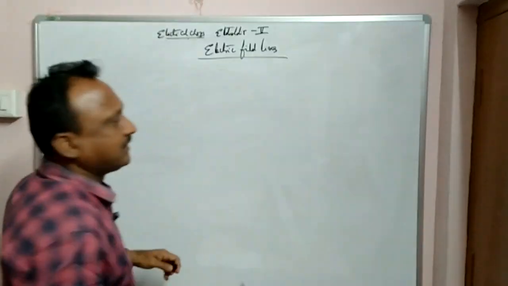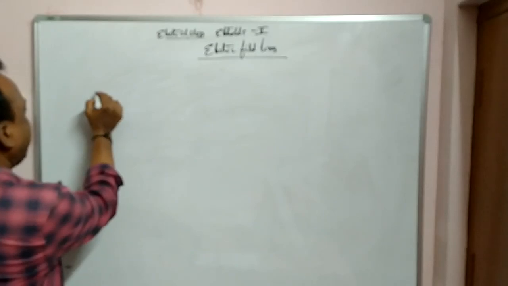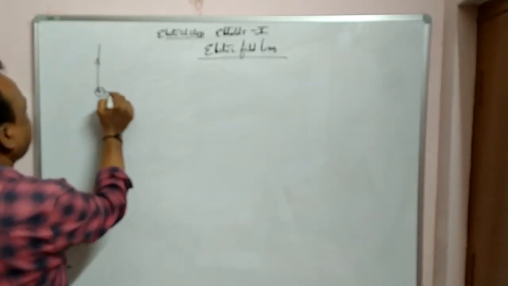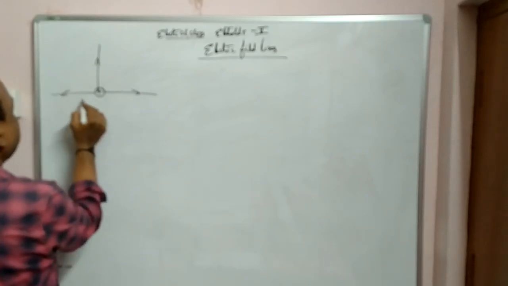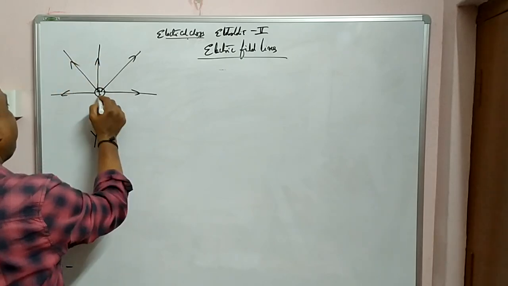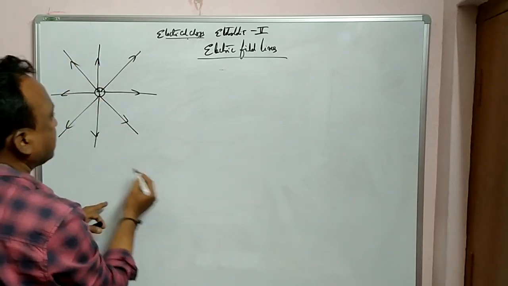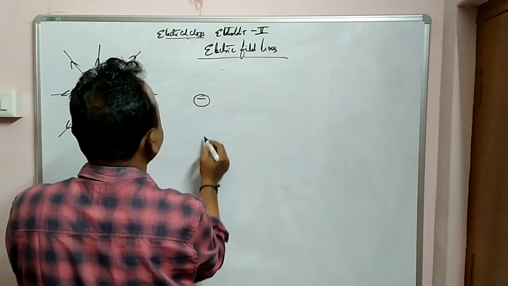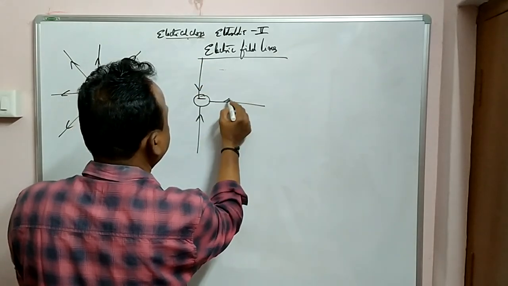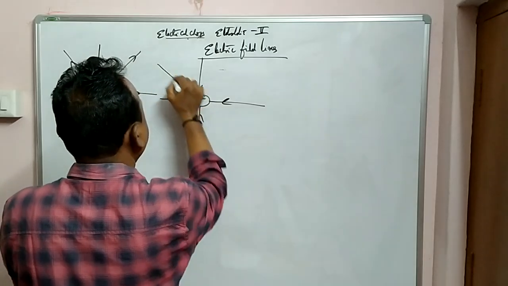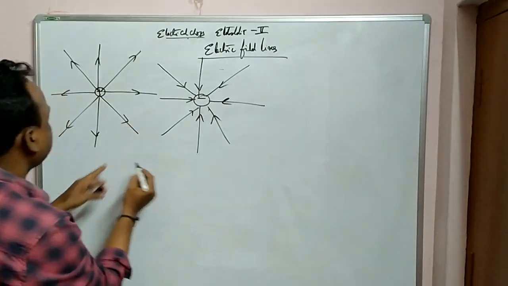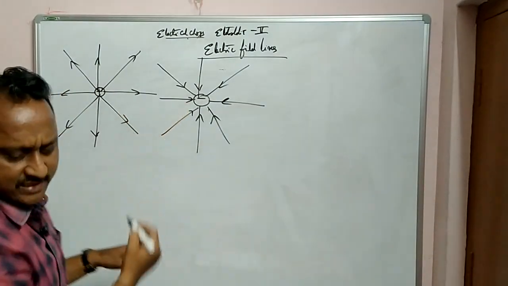Okay. So we know, for example, if you take an isolated positive charge, the electric field lines always go away from it. You can see how the electric field lines are going away from positive. In the same way, if you take a negative charge, the lines come towards it. These are the field lines. For a negative charge, if you observe carefully, the lines are coming towards it. This is a positive charge, and this is a negative charge.